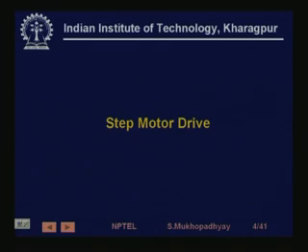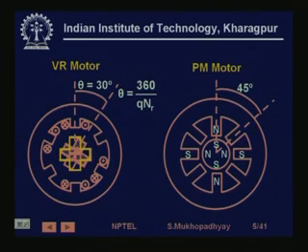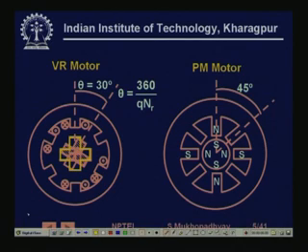So, we first look at step motor drives. There are generally two kinds of step motors. One are called the variable reluctance motors, or the VR motors. So, you have these variable reluctance motors, and you have these permanent magnet motors.